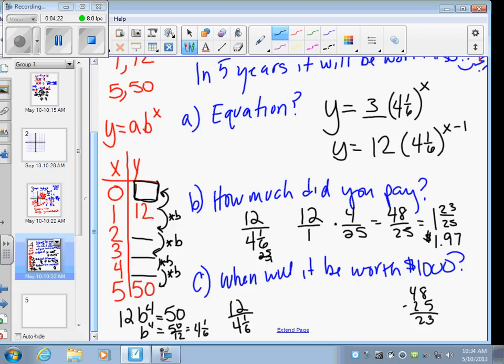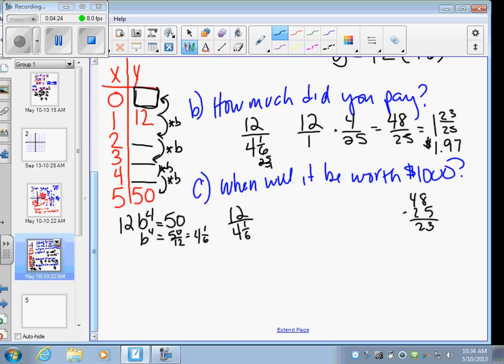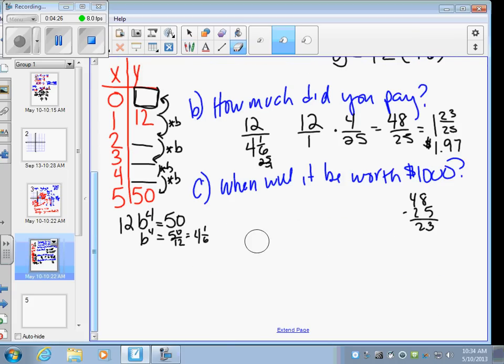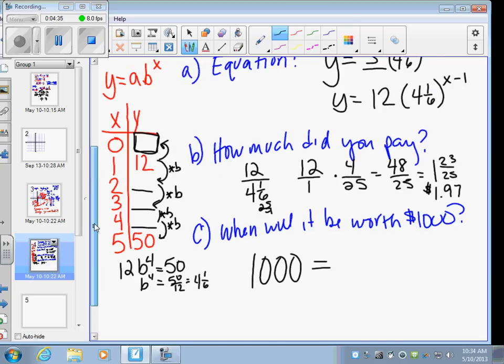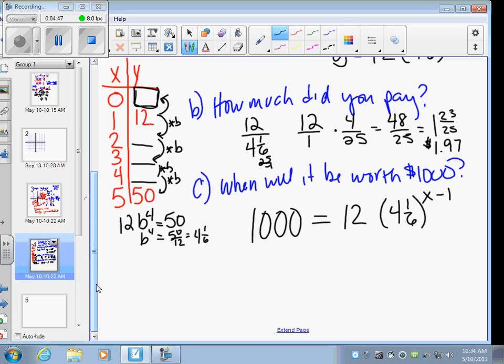So then it asks, when is this thing going to be worth $1,000? Well, that's a good question. $1,000 equals, and you can use whichever equation you want. Use this one. And the question is how to solve that. Now we're talking about logarithms.